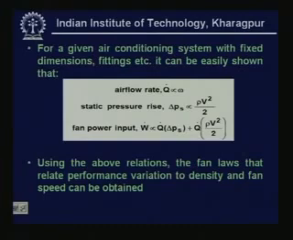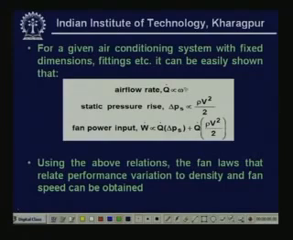Now, for a given air conditioning system with fixed dimensions, fittings, etc., it can be easily shown that the airflow rate Q dot is proportional to omega. Omega is the rotational speed in, let us say, revolutions per second. Remember that this is for a given air conditioning system, that means the dimensions etc. are fixed, the cross sectional area is fixed.